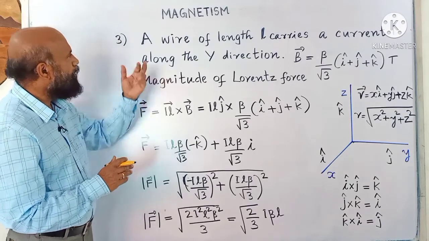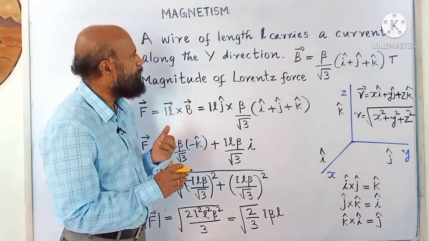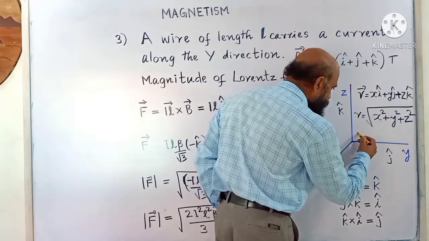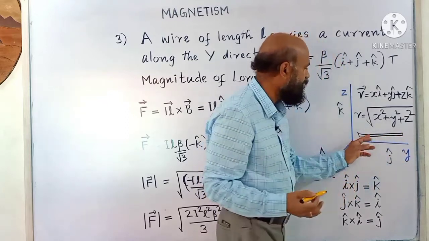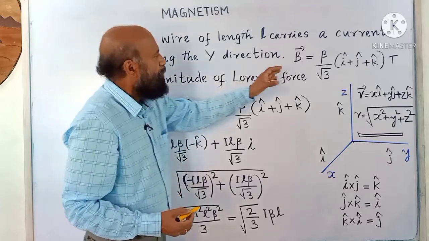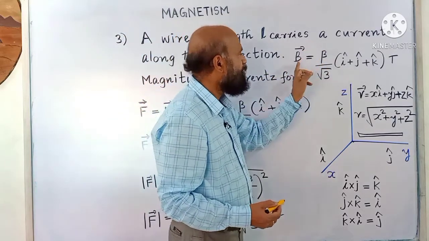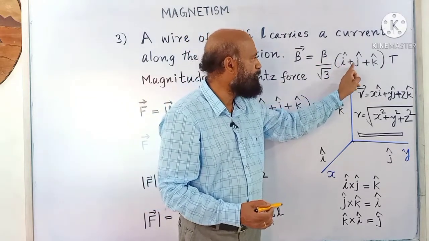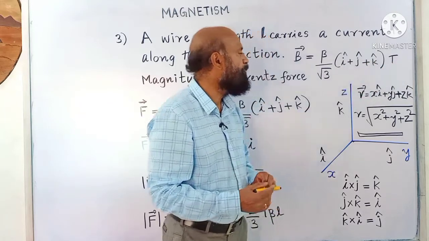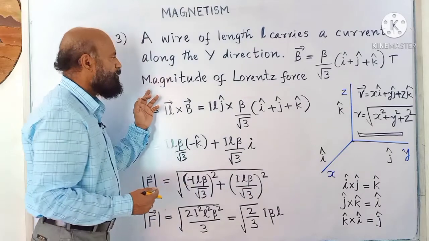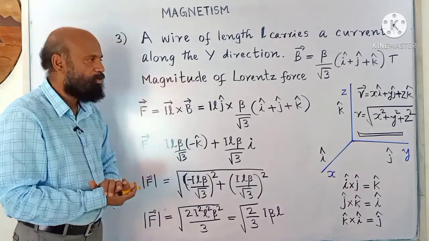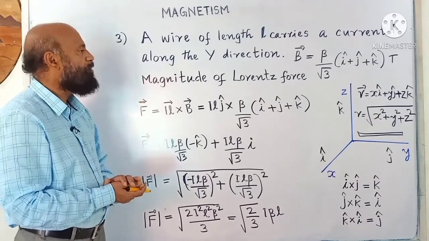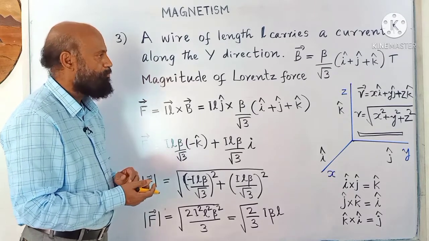In this problem, a wire of length L carries a current I along the Y direction. So along the Y axis there is a wire and it carries a current I, and there is a magnetic field given in the component form B by root 3 (i cap plus j cap plus k cap) Tesla. You have to find the magnitude of the Lorentz force. To solve this problem, you should have the fundamental idea of the vector product of two vectors.